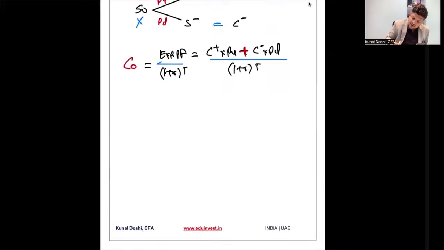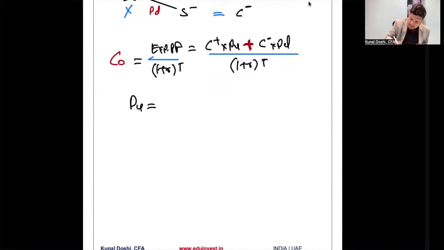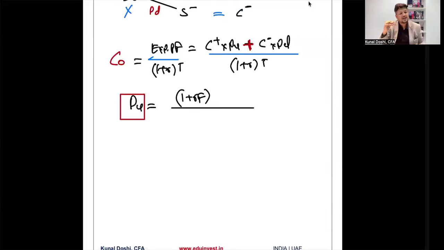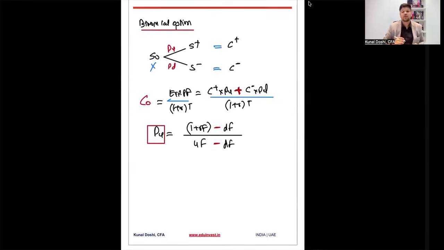The most important thing is in the formula of probability of upside, which is the risk neutral probability. For this, they will provide you with some data, but you require 1 plus the risk-free rate, that is the risk-free rate in factor, minus the down factor. Down factor is the percentage of stock going down. Down factor is adjusted in the numerator and denominator. In the denominator, we take the up factor minus down factor. This is called risk neutral probability of upside.